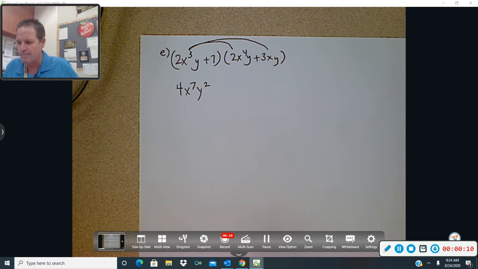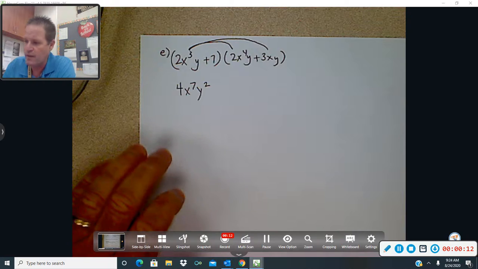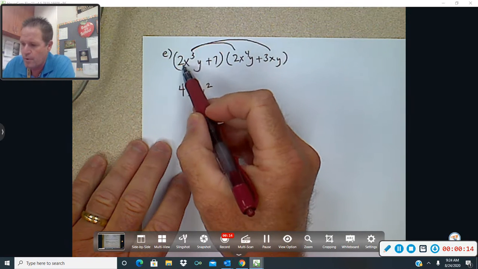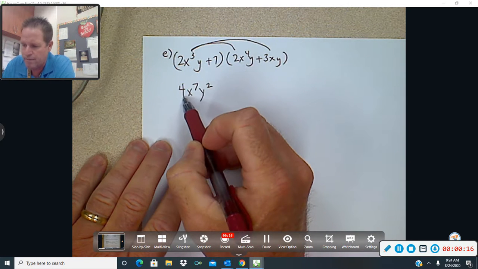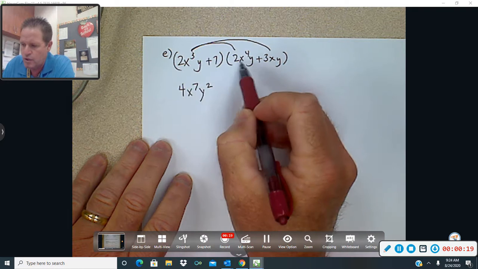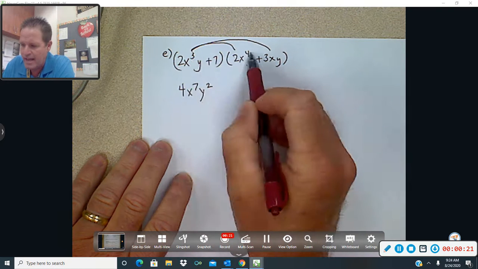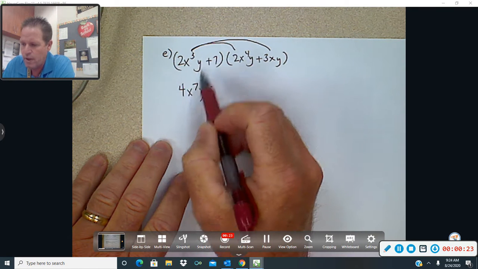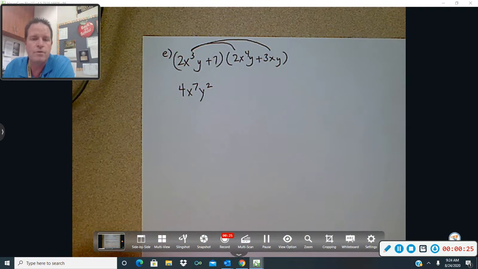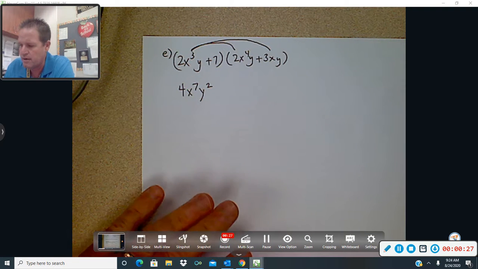But anyways, so back to this question that we were just working on, the last one. So we multiplied the 2 times 2 to make the 4, and then we did x cubed times x to the 7th. That's adding the exponents, the 3 and the 4. The y times y made the y squared. Okay, so we got that part taken care of.